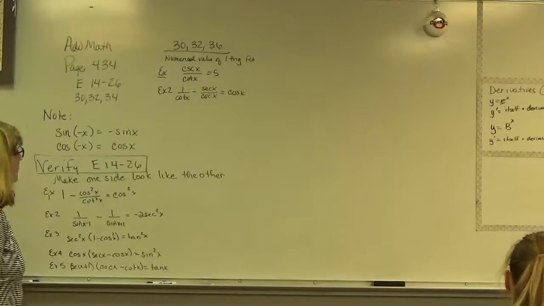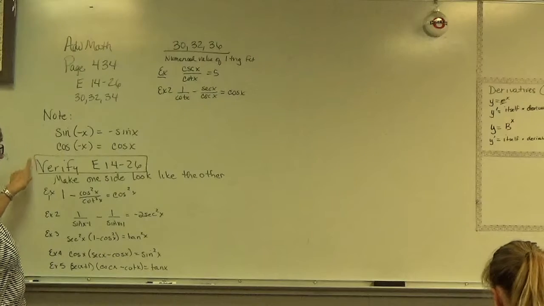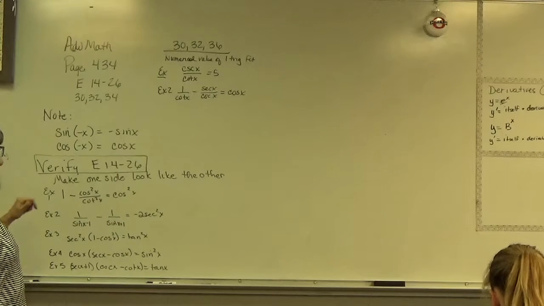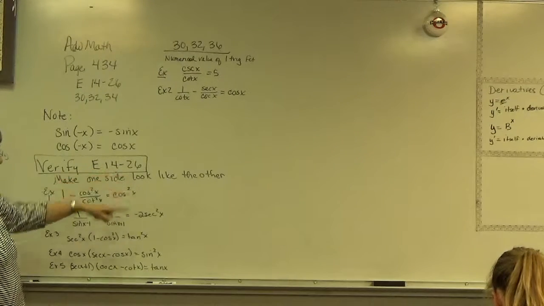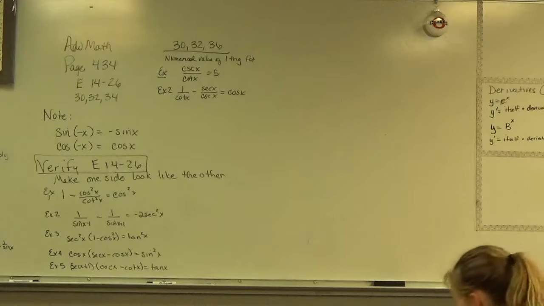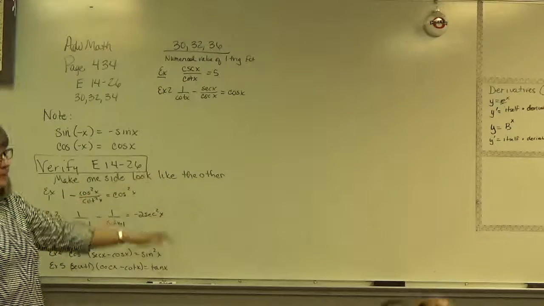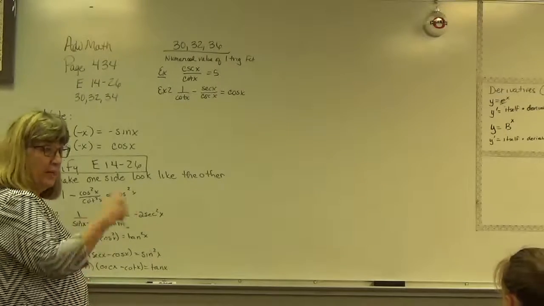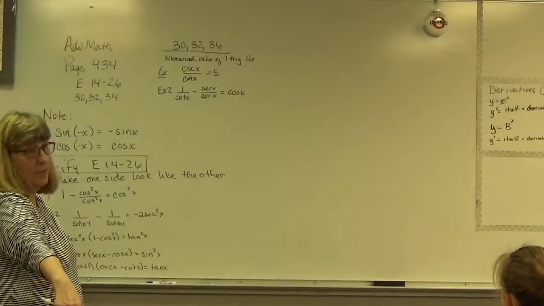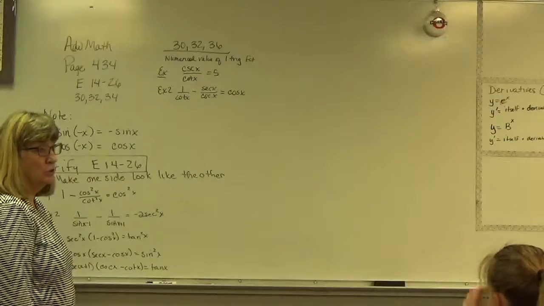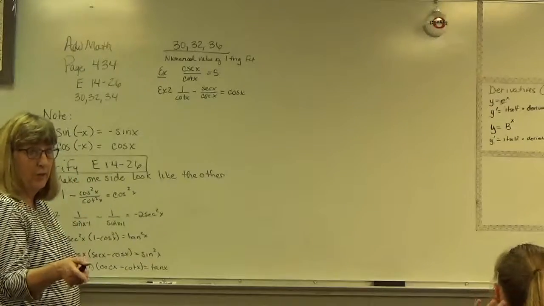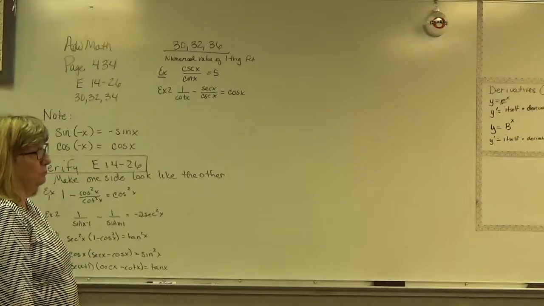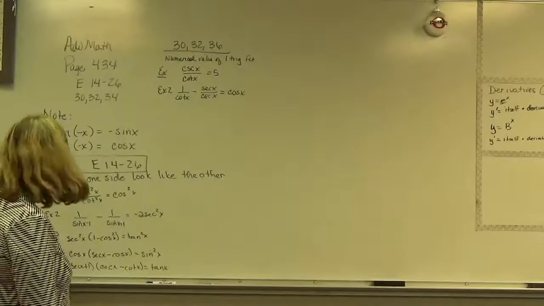Okay, what we're doing is called verifying trig identities. And that's what you're doing on 14 through 26. To verify a trig identity, you've got to make one side look like the other side. And again, you may pick the right side and your neighbor may pick the left side. It doesn't matter which side you choose to make look like the other side. And again, I can do it many different ways.